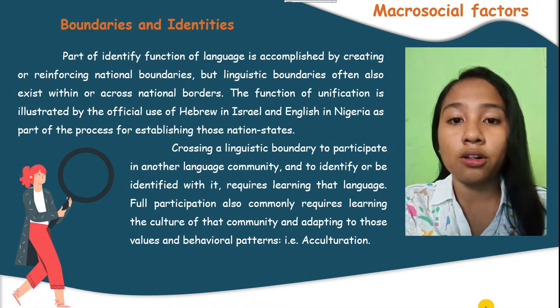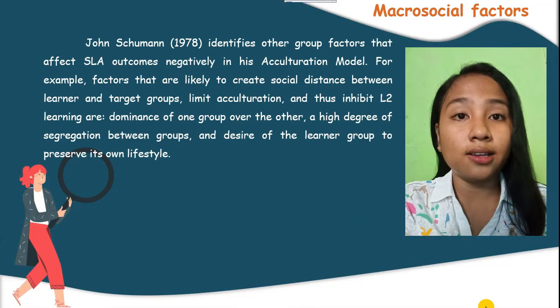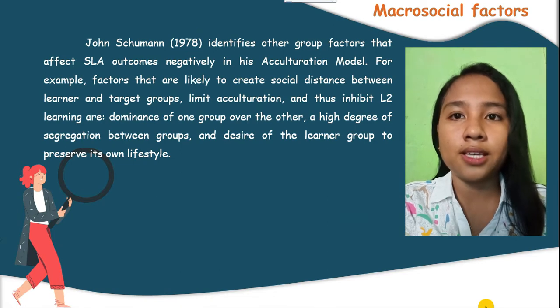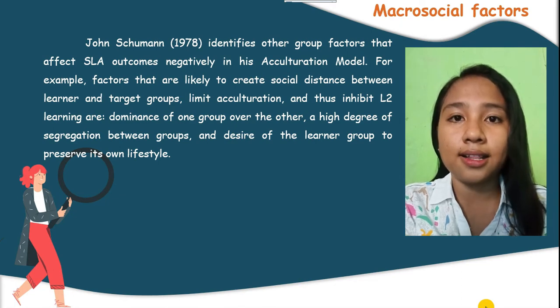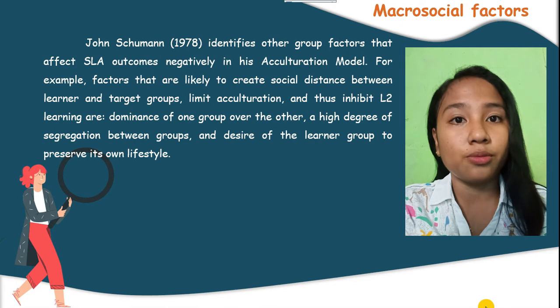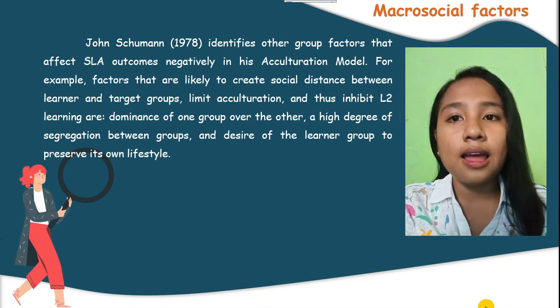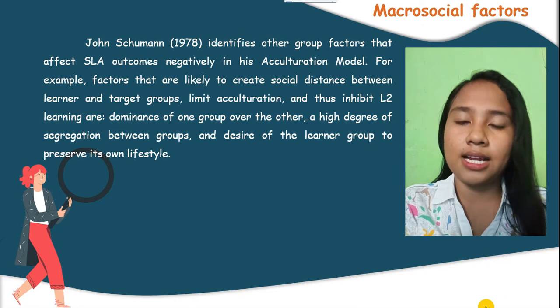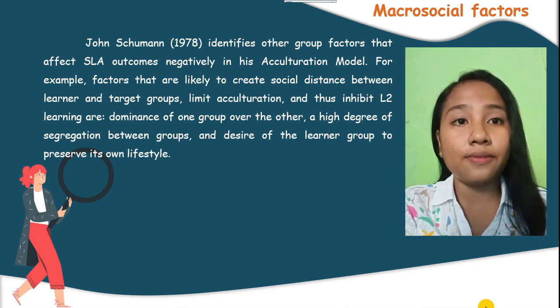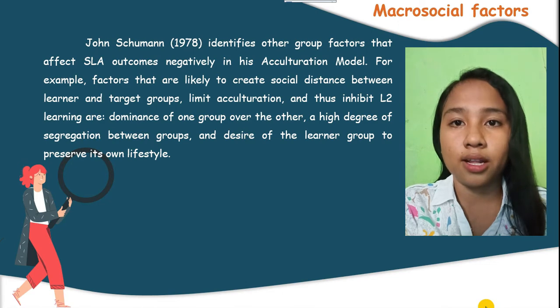patterns, for example, acculturation. Social psychologists who study second language acquisition emphasize the effect of motivation on whether groups of immigrants or ethnic minorities integrate culturally and linguistically into the dominant society. The same general motivational factors account for why dominant group members often do not learn a minority language. John Schumann identified other group factors that affect second language acquisition outcomes negatively in his acculturation models.